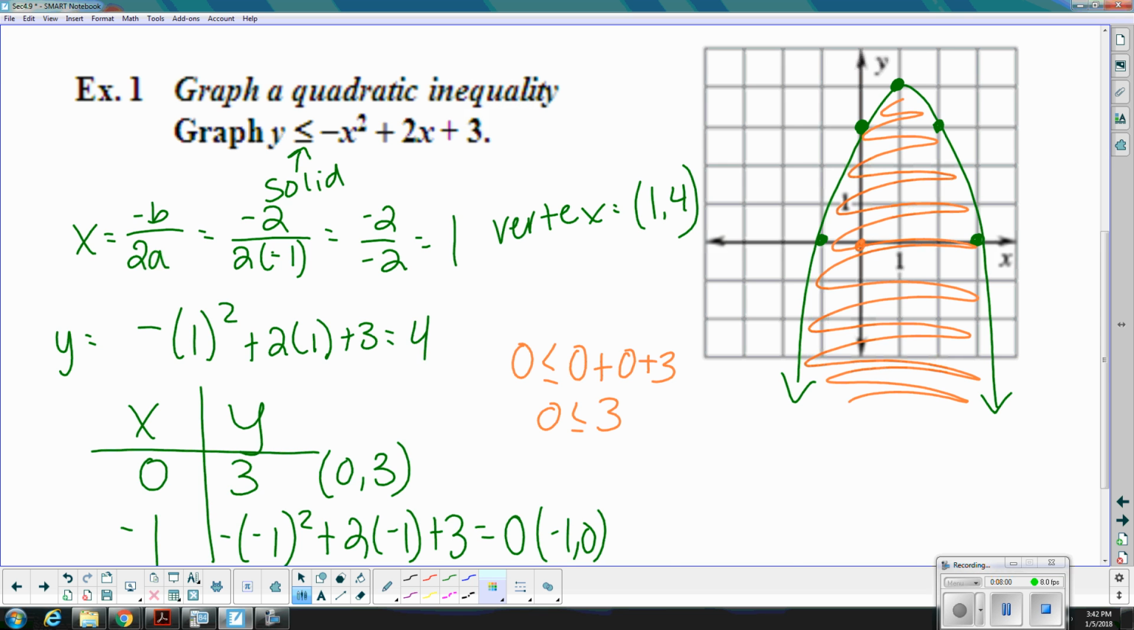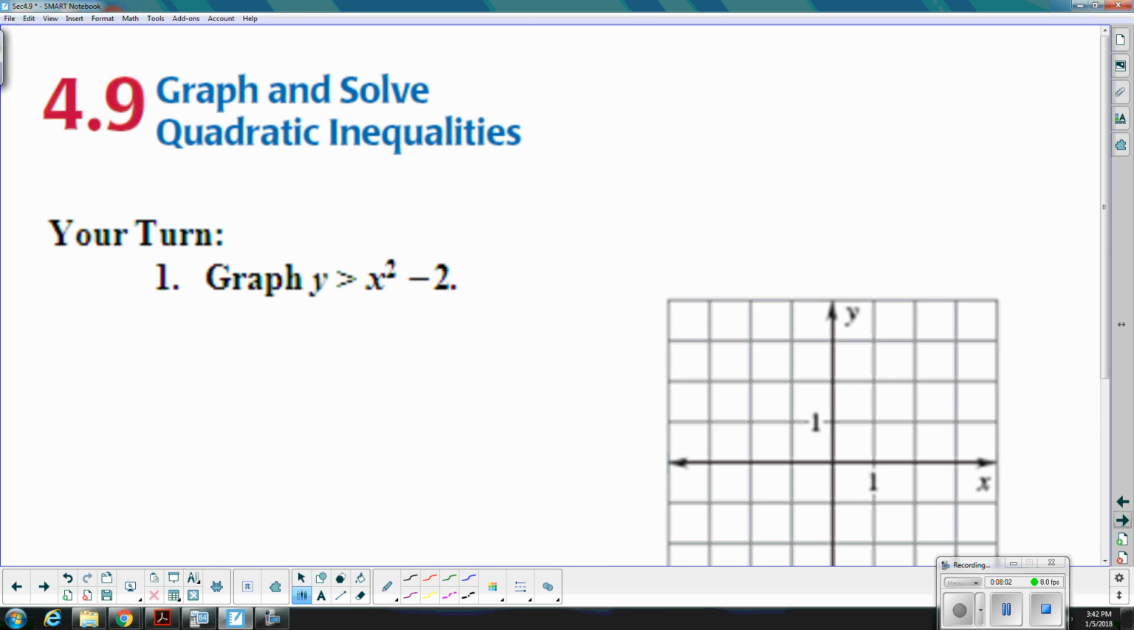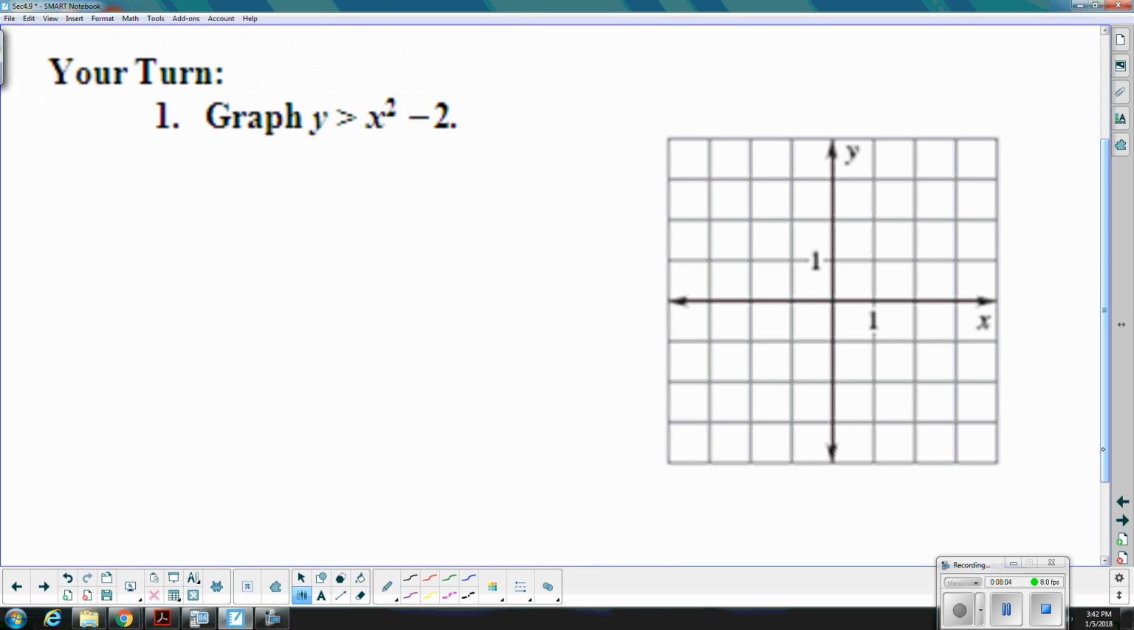All right, so please try this next one on your own. Follow the same steps that are given above. First, you want to graph your parabola and use a dashed line because this one is an inequality that says strictly y is greater than. And then find your vertex, and then find a couple other points, and then pick a point inside your parabola to determine whether or not it's a solution.